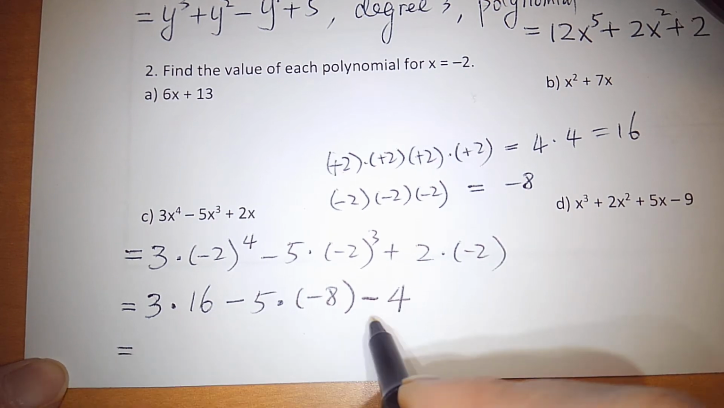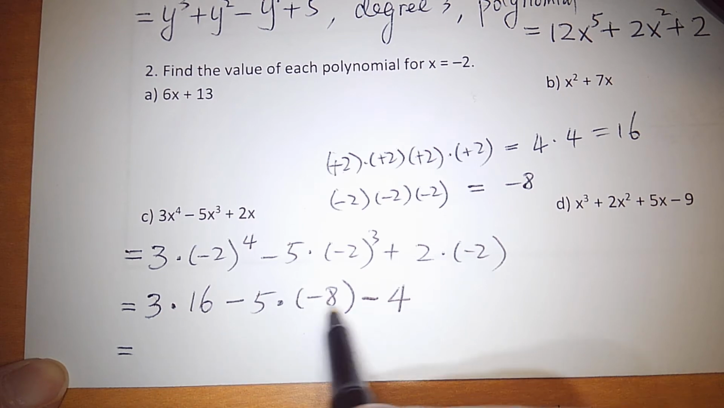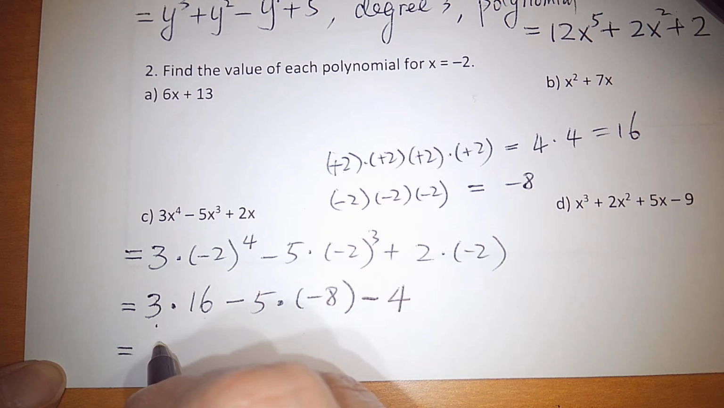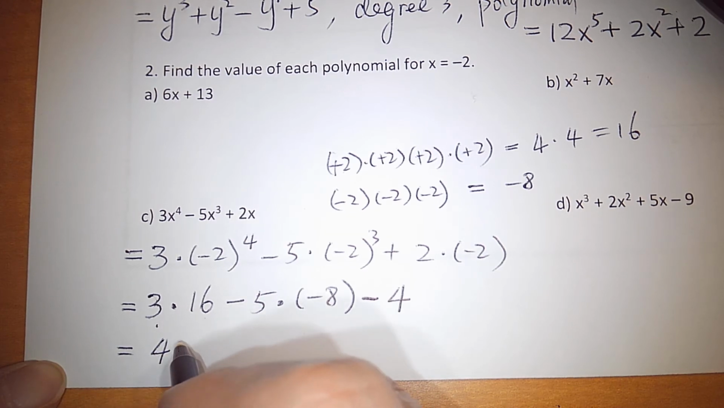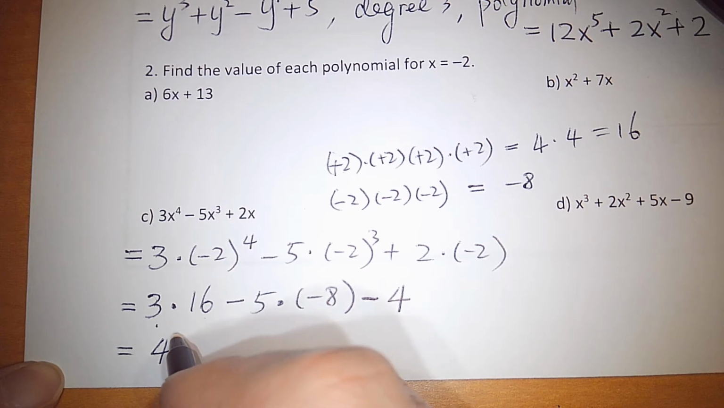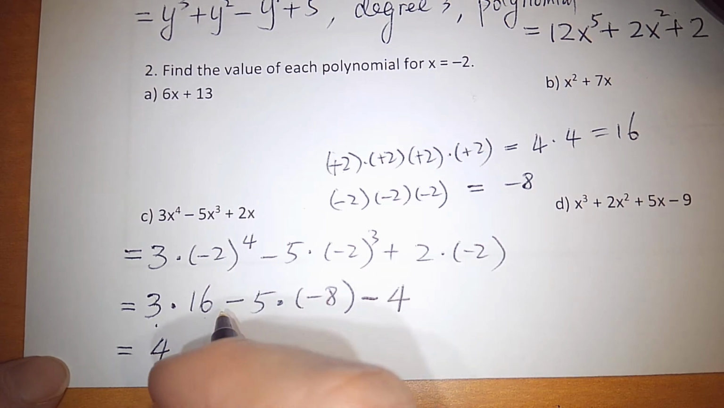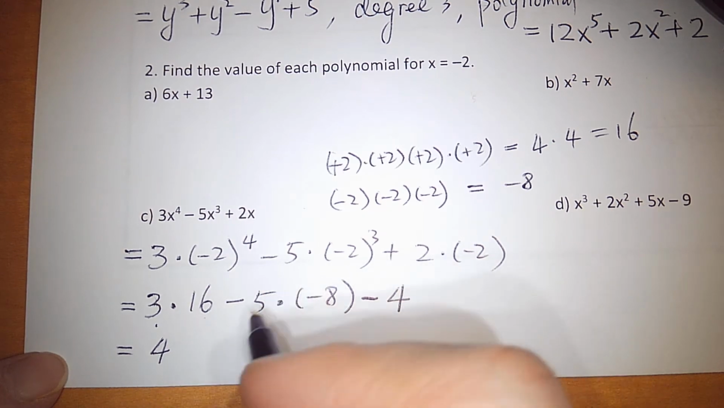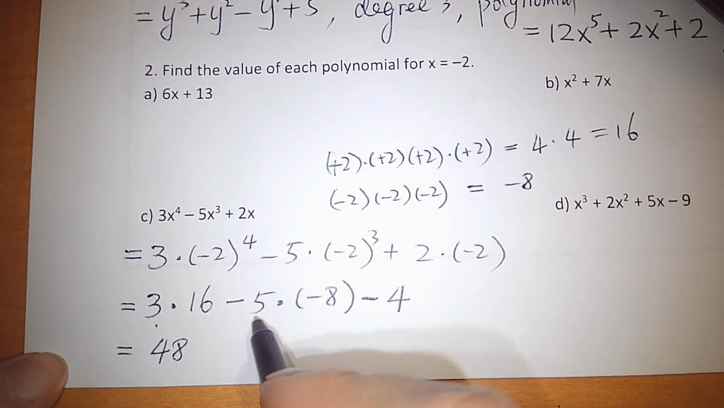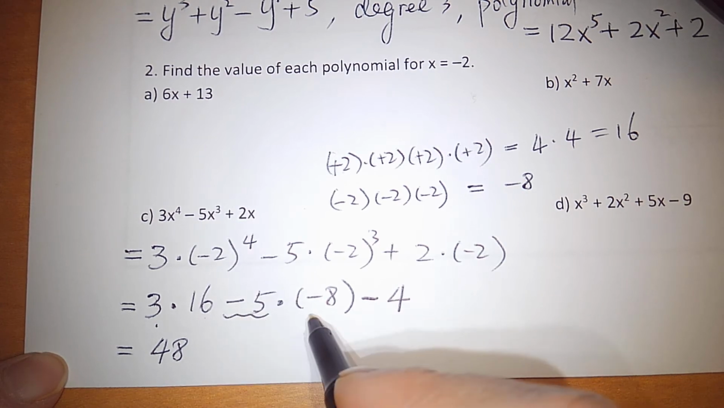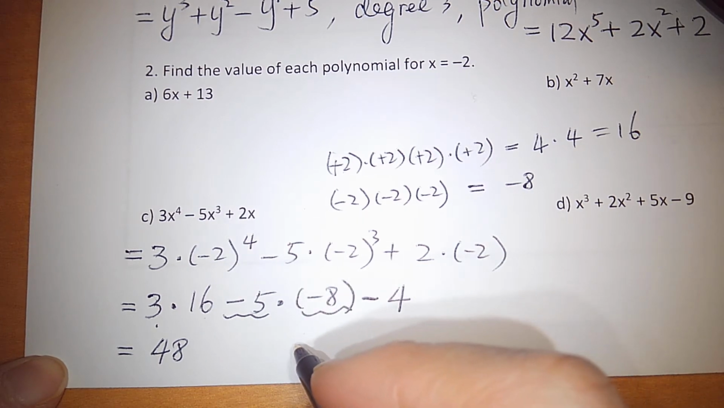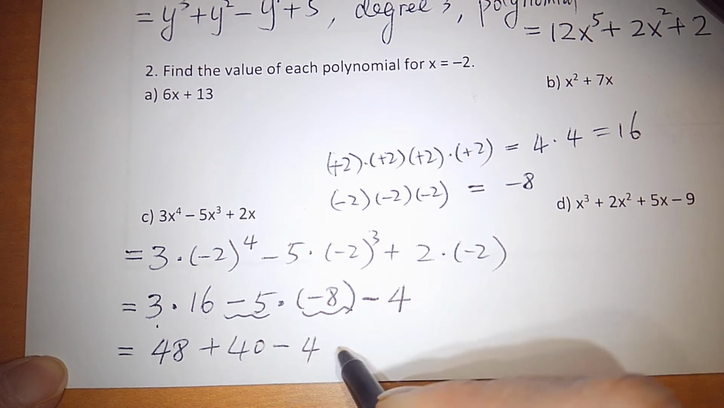And then we do it from the left to the right, okay? If we have multiplication, do multiplication. What is 3 times 16? 96. Try again, please. 3 times 16. Use a calculator. Oh, 48. 48, yes. And then minus 5 times negative 8. So negative 5 times negative 8 is positive 40, and 40 minus 4.